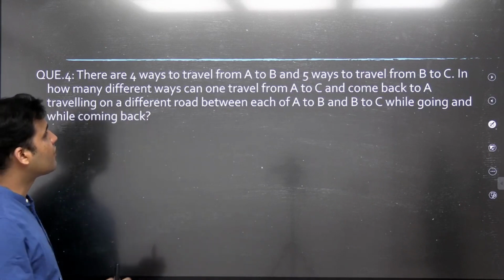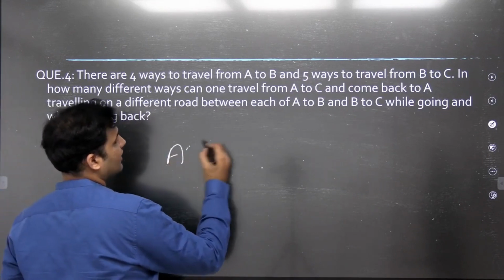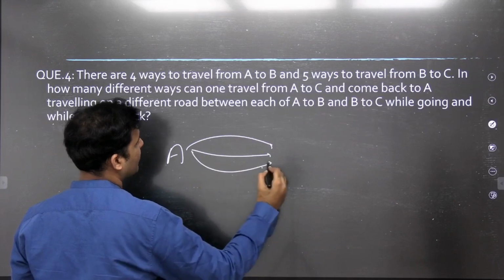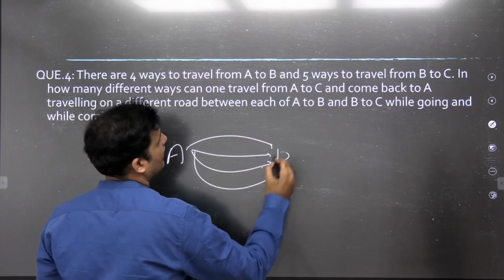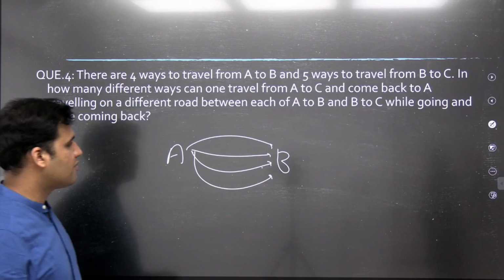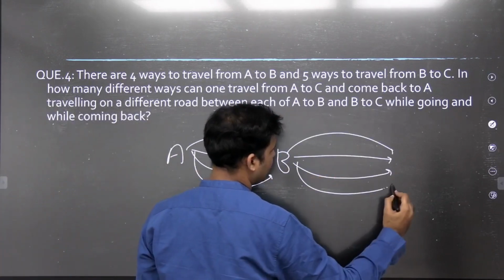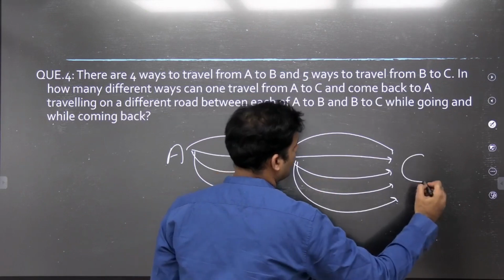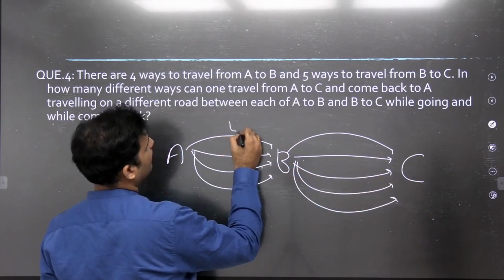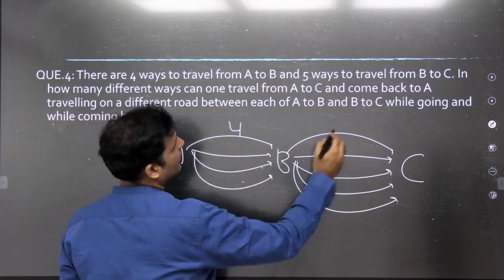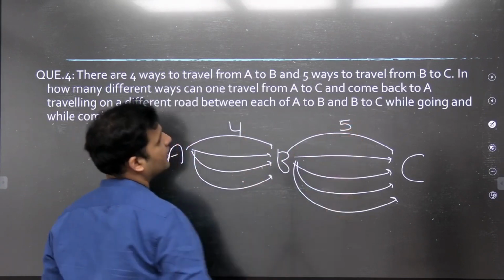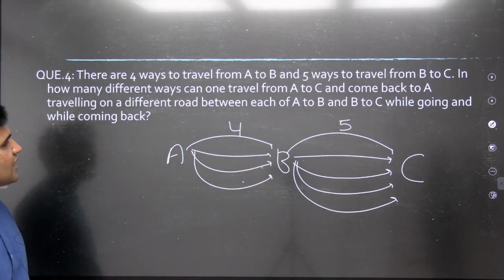Here we have 4 ways to travel from A to B. Okay, A to B we have 4 different ways, and 5 ways to travel from B to C. और B से C जाने के आपके पास 5 तरीके. A to B 4, 1 2 3 4, and B to C you have 5. In how many different ways one can travel from A to C and come back to A, traveling on a different road with each of A to B and B to C while going and coming back.